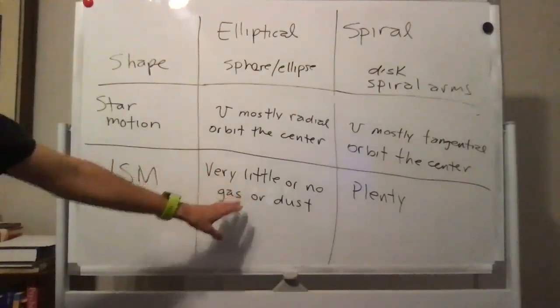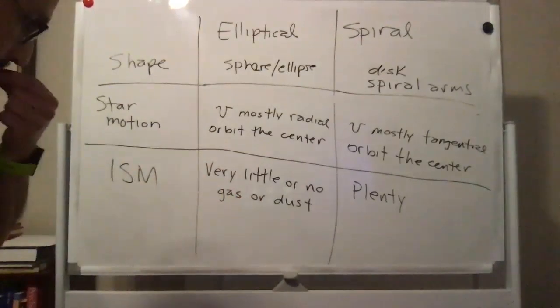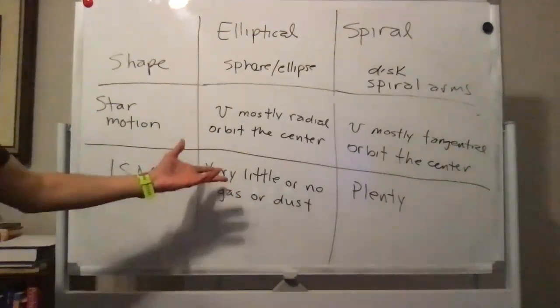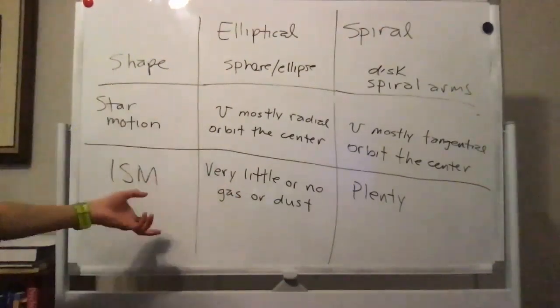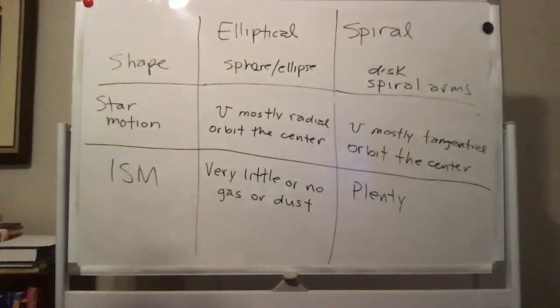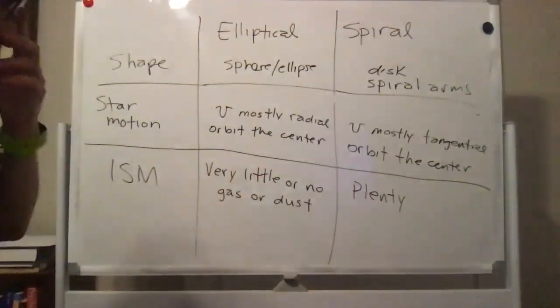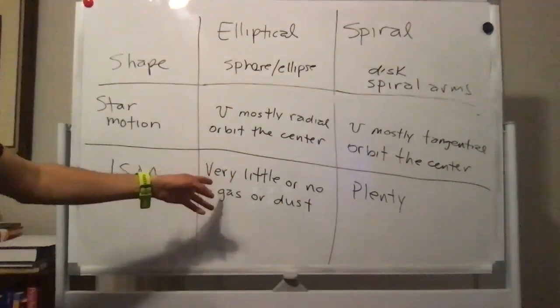But it does have relevance, right? If there's very little gas or dust, then the rate of star formation is going to be very low. There's no new stars being formed. And if there are no new stars, that means that almost all of their stars are going to be old. And I think that's what they're trying to say. So here in spiral galaxies, there's a lot of star formation in the spiral arms. Here, there's no star formation.